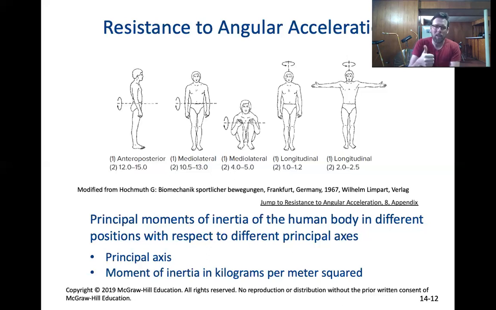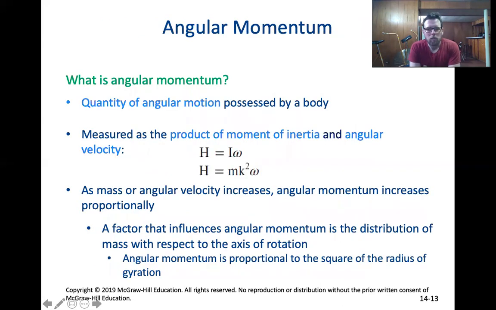And the higher your I is, the harder it is for you to rotate. Moment of inertia is measured in kilograms per meter squared. I still don't think you'll be able to see this. Just remember kilograms per meter squared, all right? Okay, so now we know about moment of inertia. How easy or hard is it for an object or something to rotate around a fixed point?